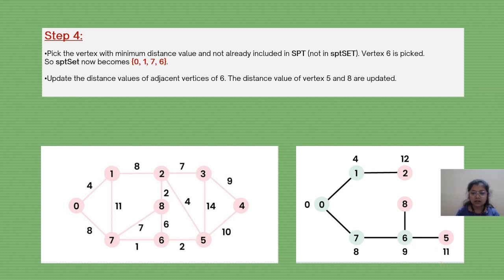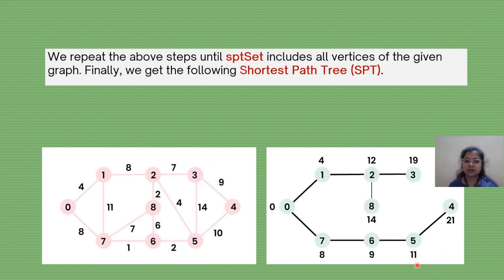So we will add it on into the SPT set. Next, here you can see 5 is added to the SPT set. Next, add the adjacent vertices of 5, that is 3 and 4. On adding 3 and 4, the distance value from 5 to 3, that is 11 plus 14, will be 25, and 11 plus 10 will be 21.